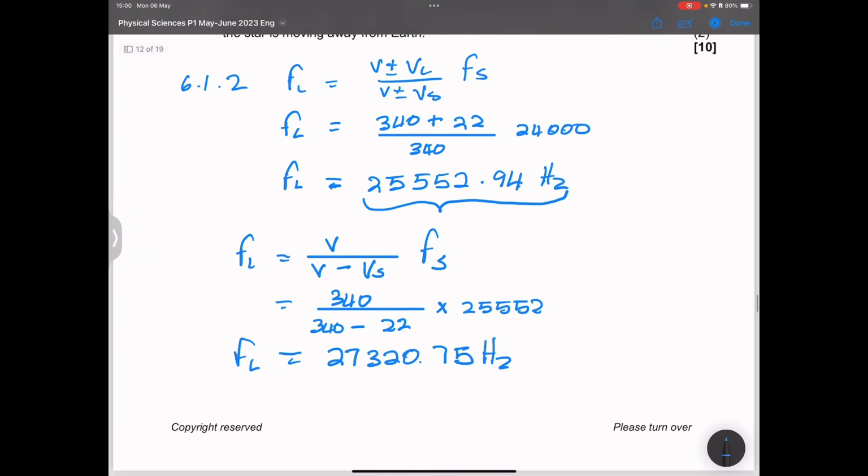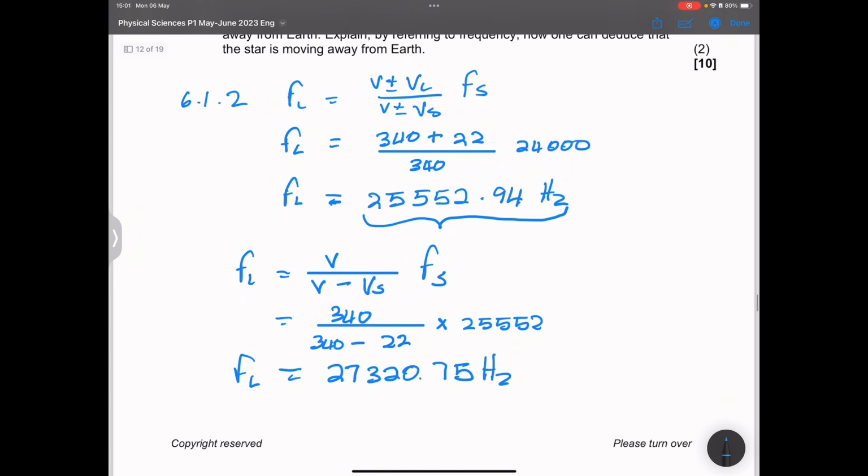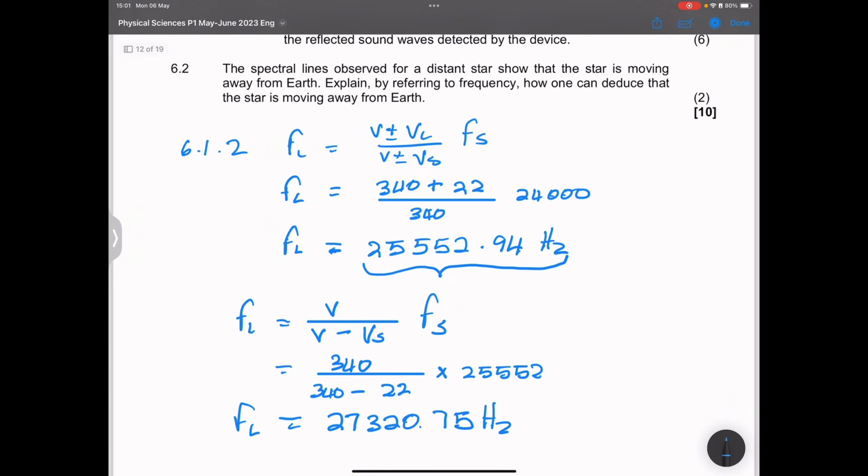All right, now the next question. They say the spectral lines observed for a distant star show that the star is moving away from the Earth. Explain, by referring to the frequency, how one can deduce that the star is moving away from the Earth. Now remember, ladies and gents, we are going to observe the line spectra of the distant star relative to the same gas on Earth.